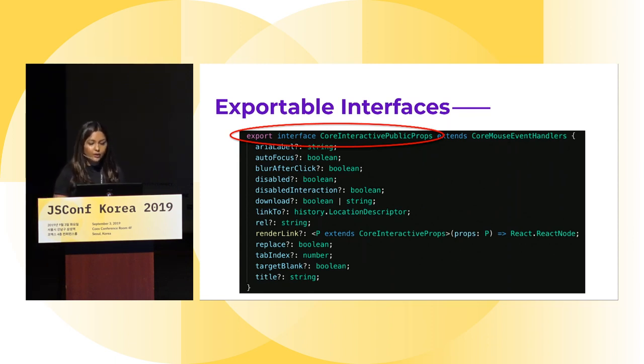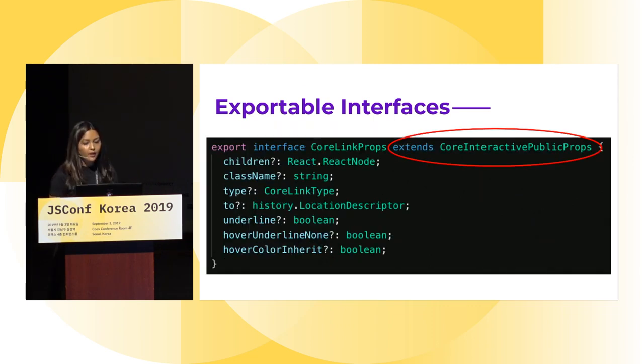In TypeScript, you can also export these interfaces, allowing similar components to share the same contracts, ensuring consistency. So here we've made an interface called Core Interactive Public Props for anything that would need to share link-related interaction design concerns. For our link component, we've extended the core link interface to use the same core interactive public props. So core link will get things like the title prop for free, with added props that we want to stay specific to core link, like underline.